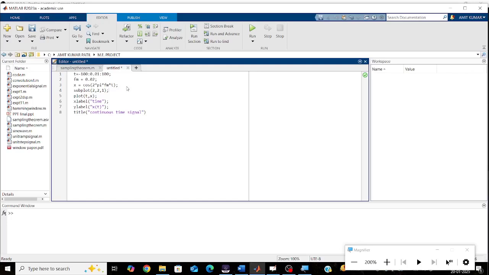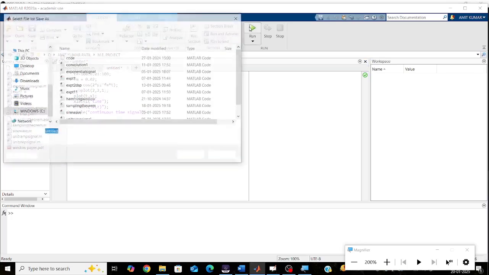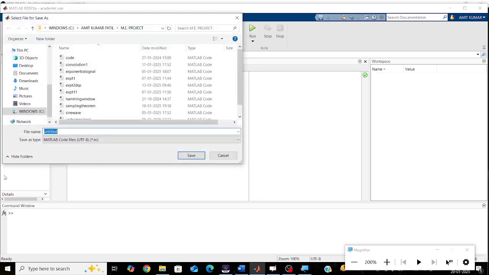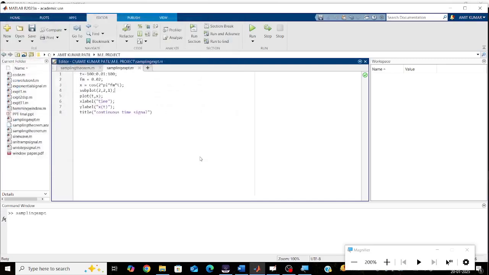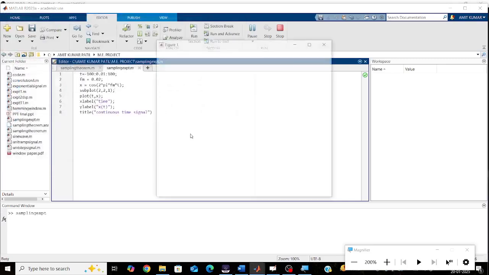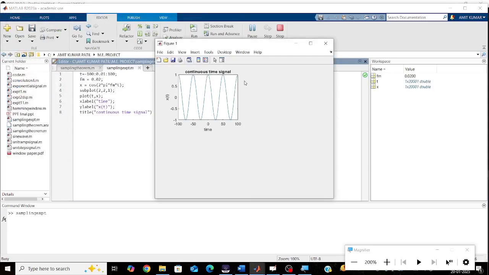Now from here we have to run the graph, so click on run. When you run it, it will ask to save. It is the sampling experiment, so here we will save it. After saving, here you can see this is the graph, continuous time signal, t versus x. Now here we will plot the second graph, below it the third graph, and finally the fourth graph. So 4 graphs we are going to plot.